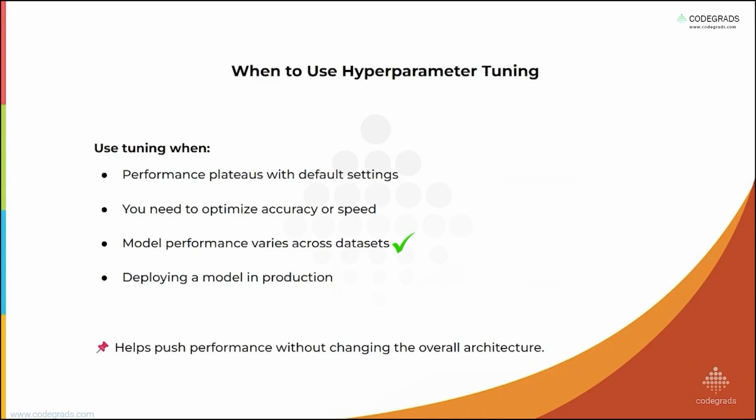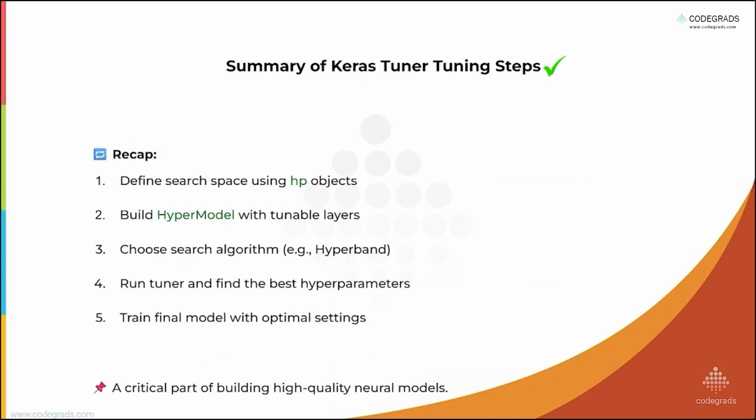Model performance varies across datasets. So the same model is not performing well across various datasets. At that time we should use the hyperparameter tuning method, and also when deploying a model in production. So these are the use cases of hyperparameter tuning. It helps push performance without changing the overall architecture. The architecture remains the same, but our performance is drastically increased. Now if you see the summary of Keras tuning steps, we need to define the search space using the HP object.